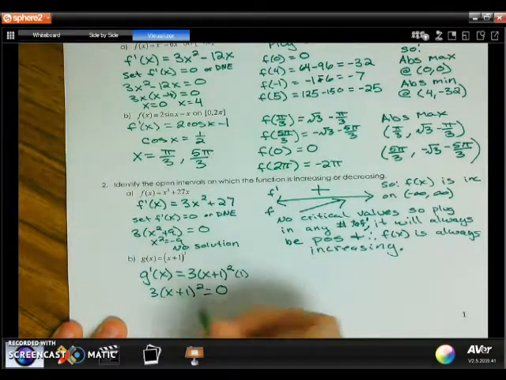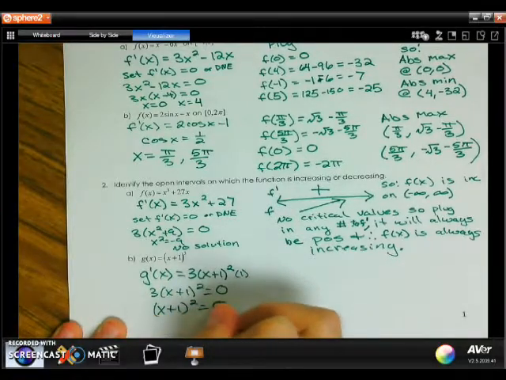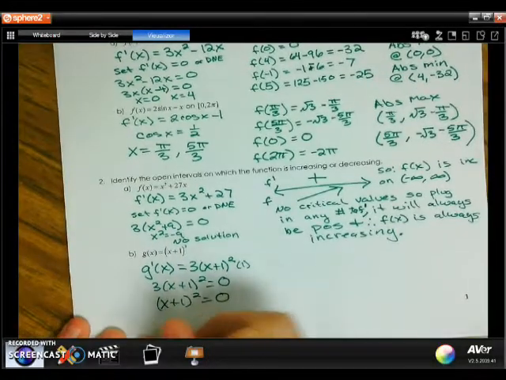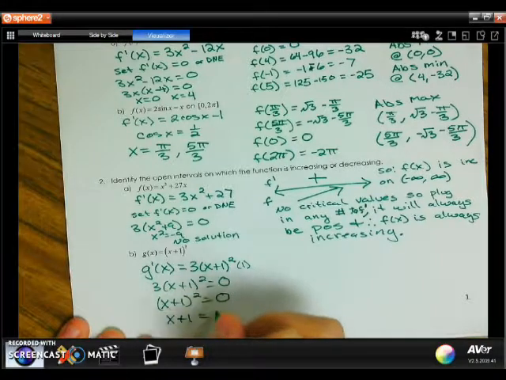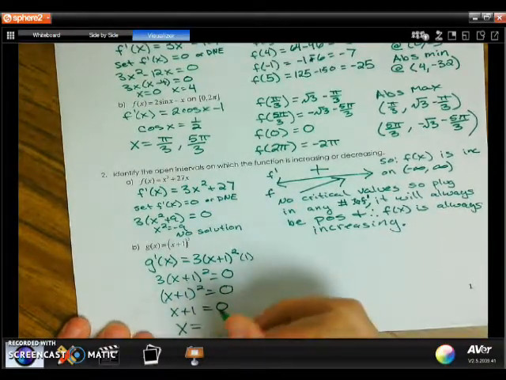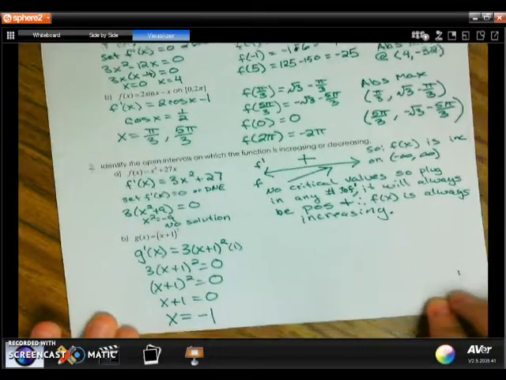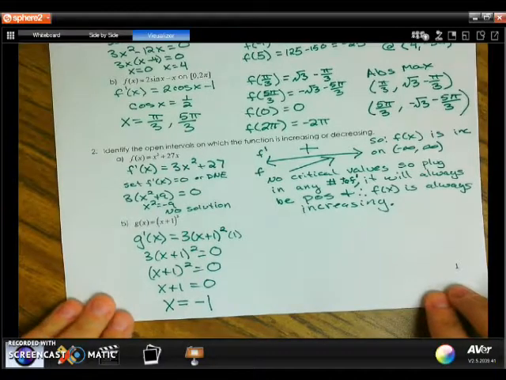okay, you could divide both sides by 3, and you'll just get this. Then you square root both sides, and you just get this, because the square root of 0 is 0. So after all that work, you end up with x equals negative 1. Okay? So that negative 1, again, is called your critical value or your critical number.